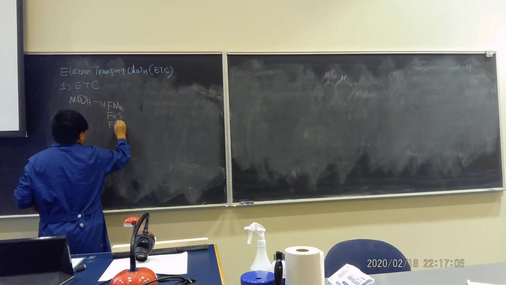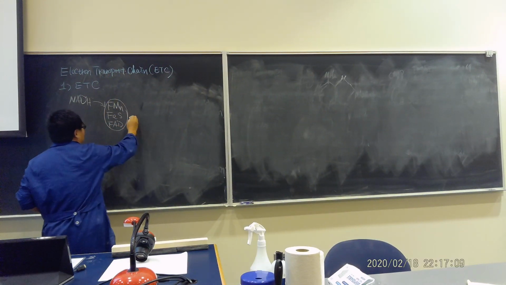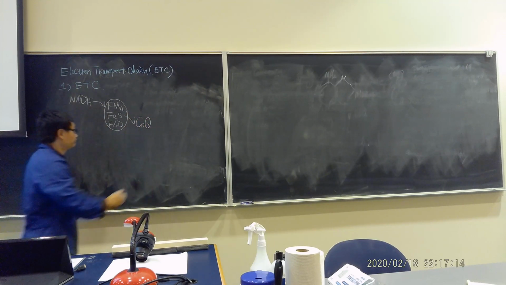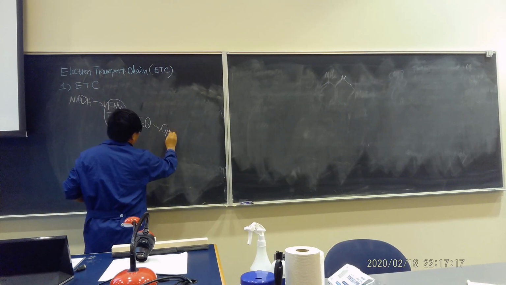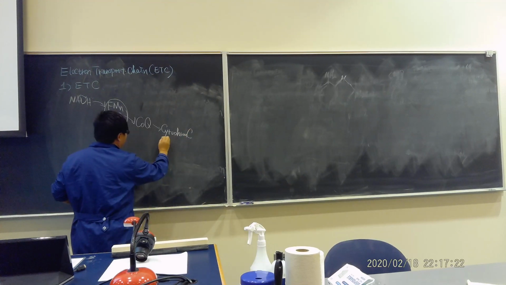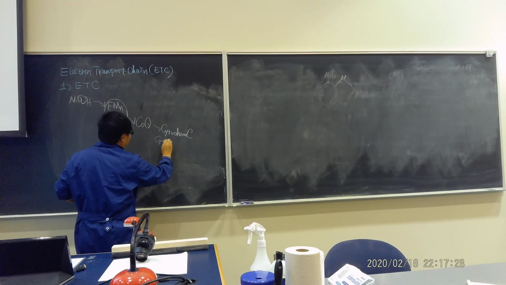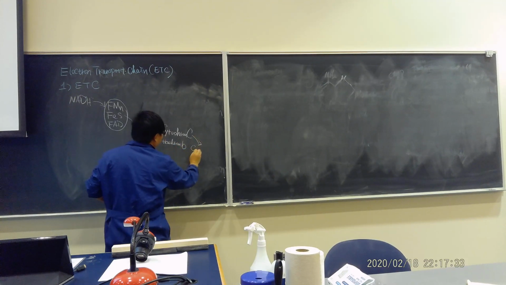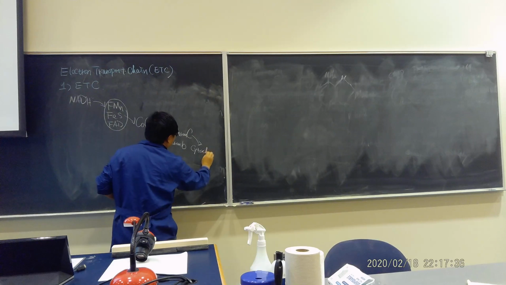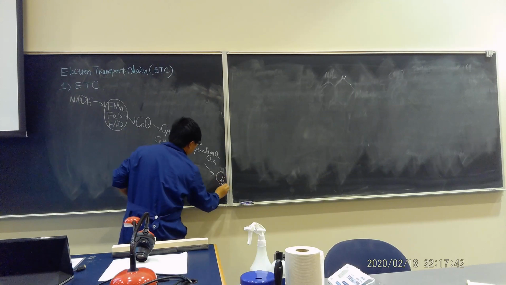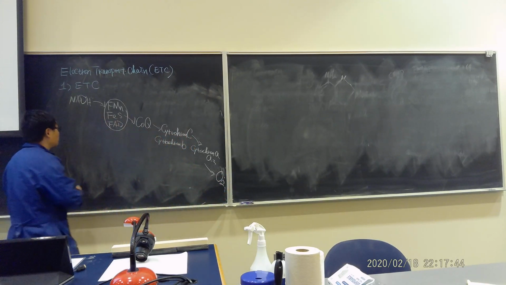And FAD, the second group. Then go here, coenzyme Q. Then go here, cytochrome C. Sometimes right here they have another one, which is cytochrome B, and then goes here, cytochrome A, A3, and the final goes to oxygen. So the electron transfer is like this.